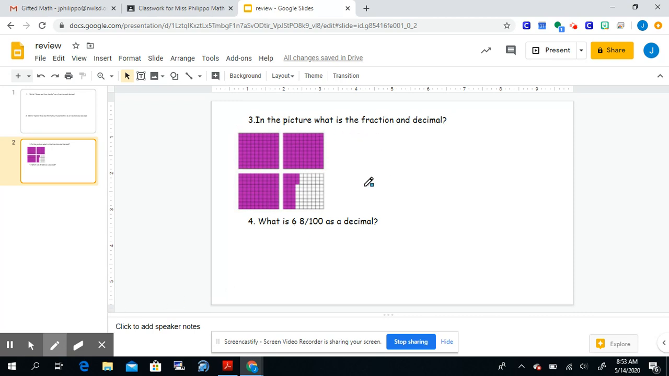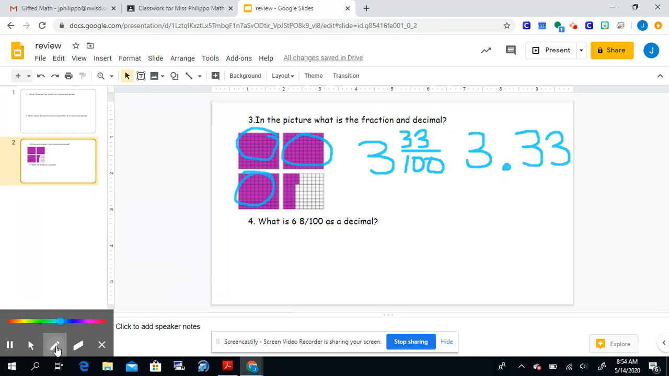So here it says, in the picture, what is the fraction and decimal? So here, looking at this picture, I see 1 full thing shaded in, 2 full things shaded in, 3 full things shaded in here, okay? So I know that I have 3 full value, okay? Now the part is, what's the fraction, what's the decimal, okay? So let's look here. I see a row of 10, another row of 10, and another row of 10, so 10, 20, 30, and then I see 1, 2, 3. So I see 33 out of 100. So now let's write the decimal. Well, I got 3 and 33 out of 100.